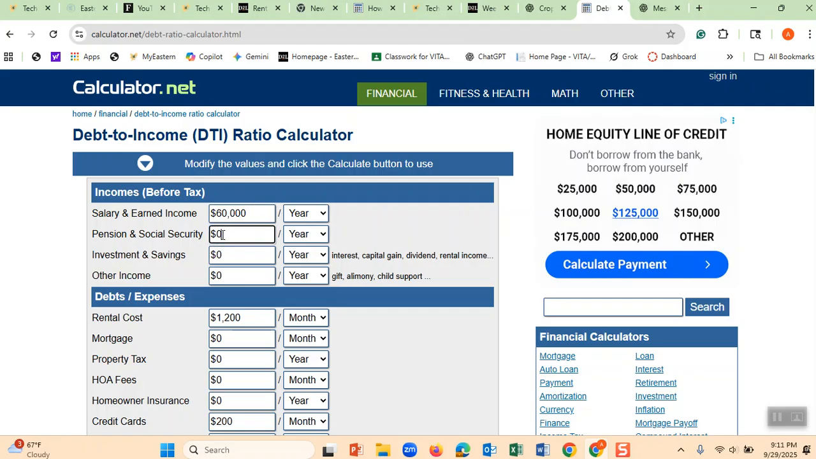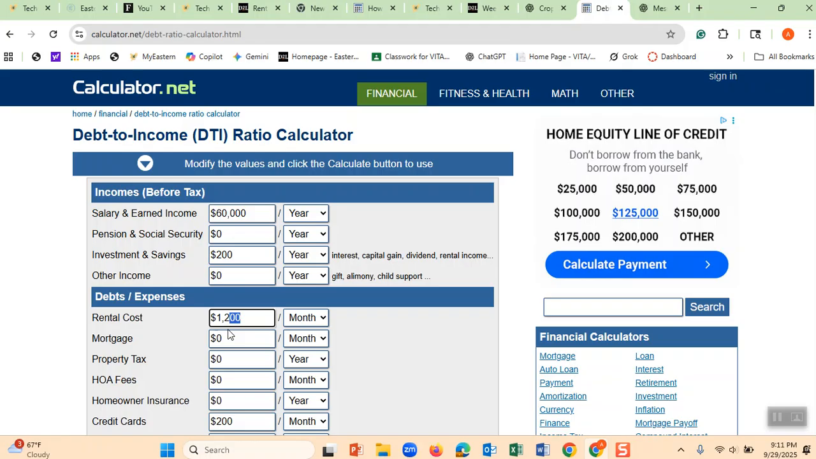Of course, pension and social security, for example, I am not receiving. Imagine that I have a saving and I get interest of $200 a year, and then I come here and this is my expenses. I get $1,200 for the rent.